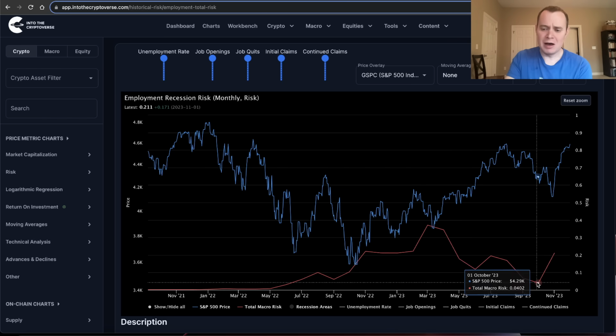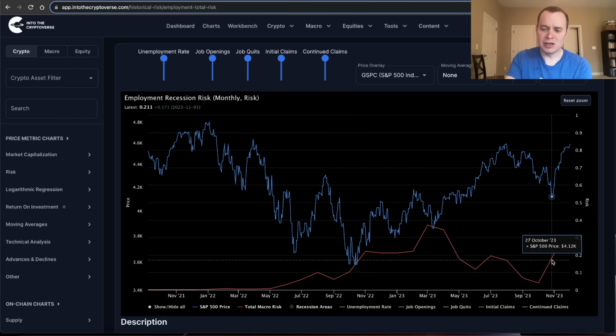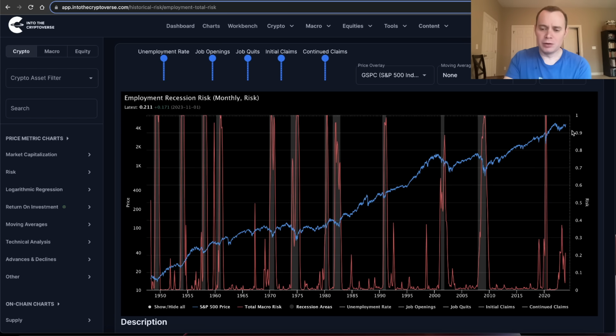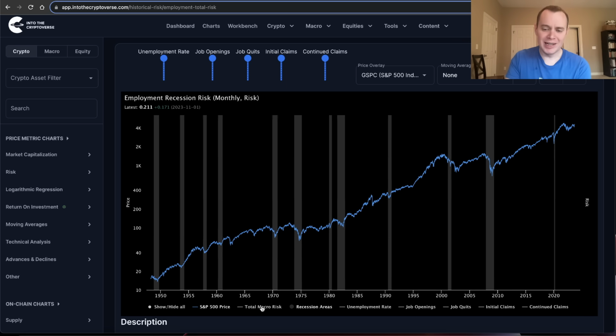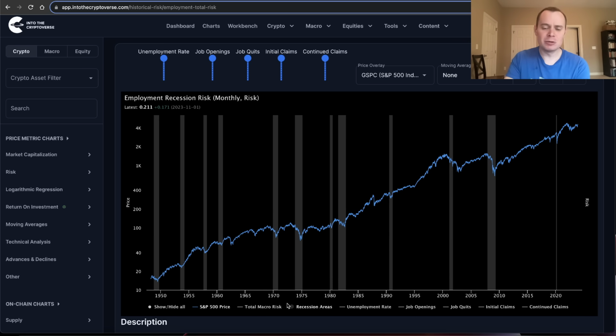It's been trending down, but then ever since October, it started to go back up again. And so when looking at this, it might be helpful to identify where that risk is coming from. The total macro risk for a recession is made up of job openings risk, job quits risk, initial claims risk, continued claims risk, and the unemployment rate risk. So let's look at each of those individually to see where that risk is coming from.